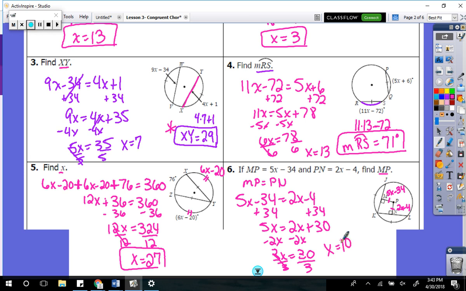That is not what it asks us. It asks us for MP, so I've got to plug back in the 5x. So 5 times 10 minus 34. So MP is equal to 16. That's my answer. Box them off so you have them quickly.